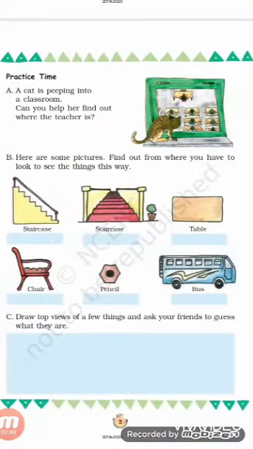Okay. So again I am repeating, children. When you see the whole picture properly, it is called the side view of the picture. And when you see only the upper portion of the picture, then it is called the top view of the picture. Okay.